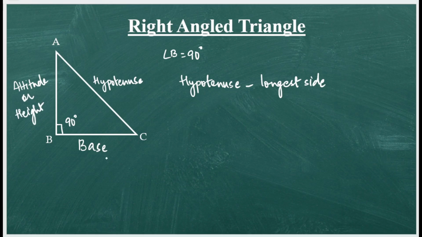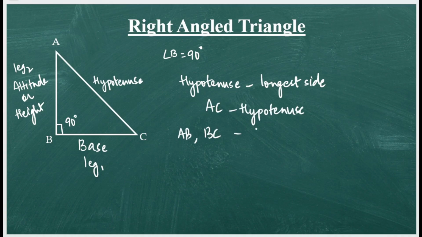Now in some of the books they do not mention base and altitude or height, especially in the lower classes, so instead of these names they say leg 1 and leg 2. So AC is the hypotenuse and the other two sides, BC and AB, are called the legs of the triangle. So this was a little information about the right angle triangle.